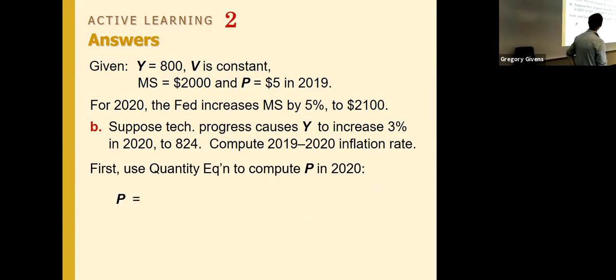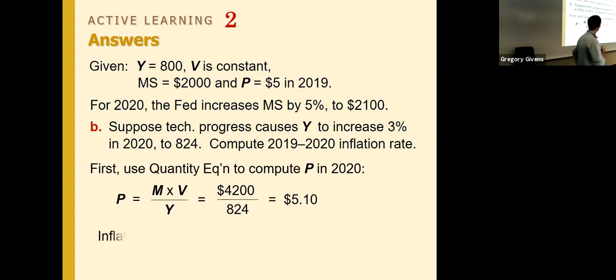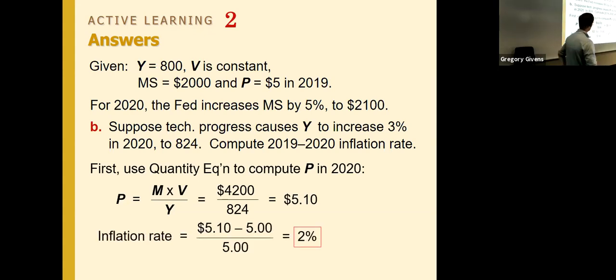First, use our quantity equation. The price level should be equal to P times Y, which is the same as M times V, divided by Y. So that's going to be 4,200, this time divided by 824, not 800. Which means the price level is $5.10. So the inflation rate is (5.10 minus 5)/5, which is 2%. You see what's going on here?